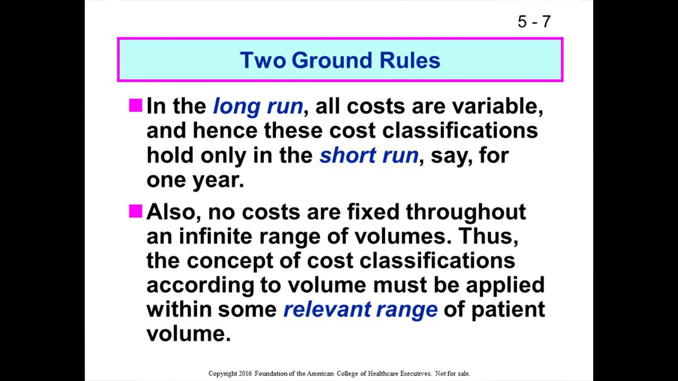Some ground rules about fixed and variable costs. It said that in the long run, all costs are variable. So to think about that, in the short run, say for 1 year, many costs that could be variable become fixed. For example, rent is typically treated as a fixed cost. Why? Because you have a lease, at least for a year. So your rent expense is a cost that's fixed.